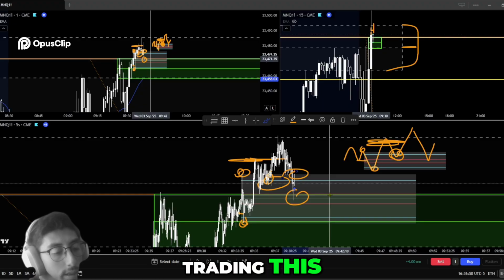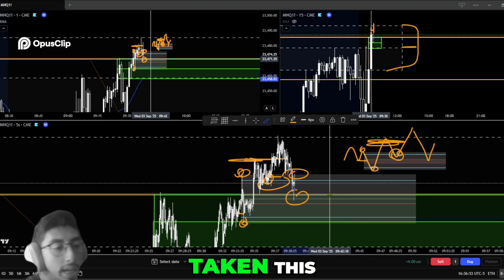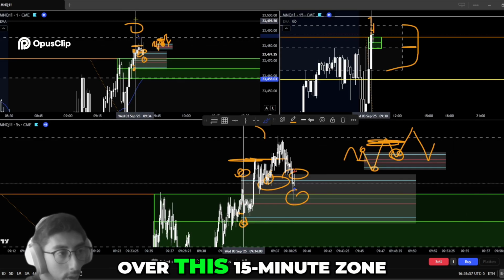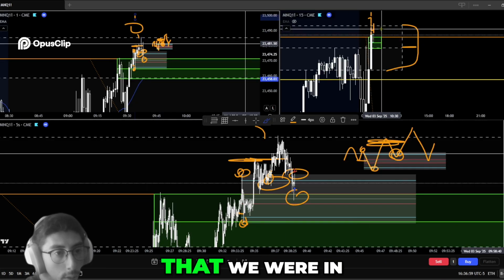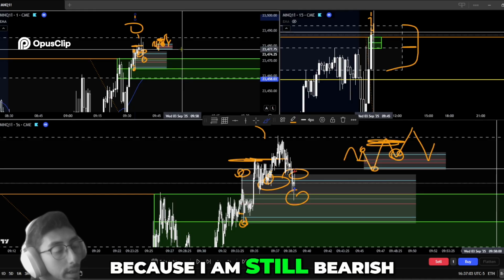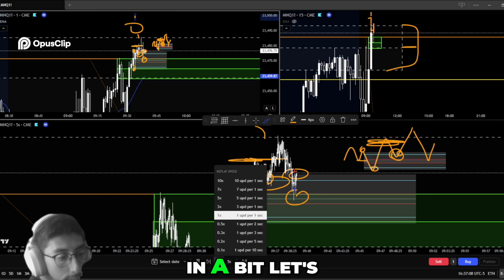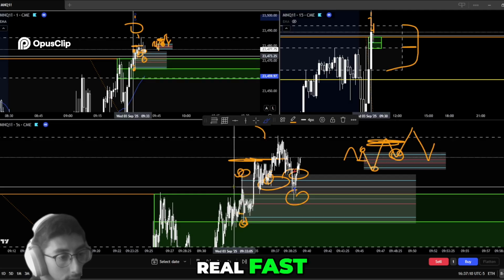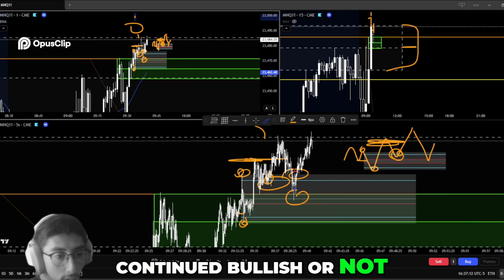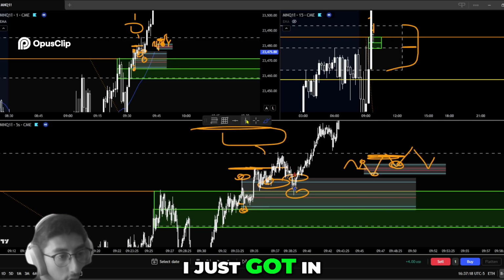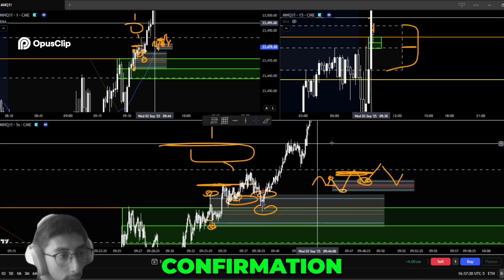So if I was trading this during my live stream, I would not have taken this because I would want a 1-minute body close over this 15-minute zone that we were in, because I'm still bearish. And if we just cut to the future in a bit, let's just speed it up real fast. Let's see if we continued bullish or not. And yep, we continued bullish. Pretty cool. I just got in earlier without that 1-minute confirmation.